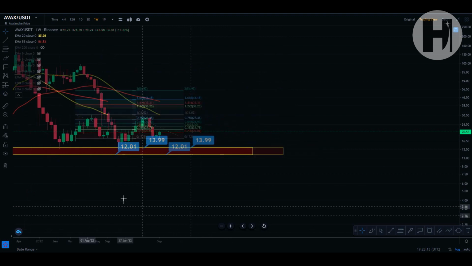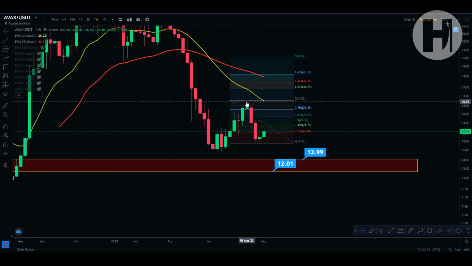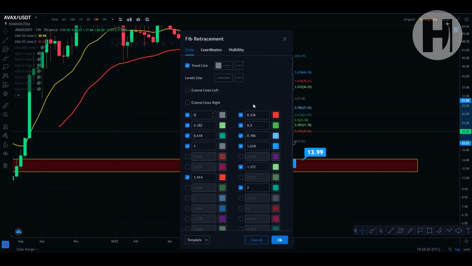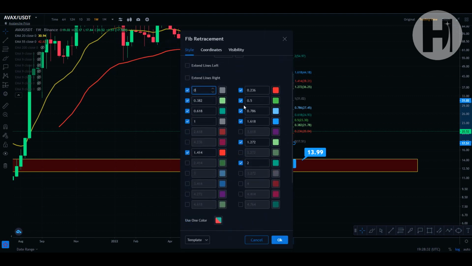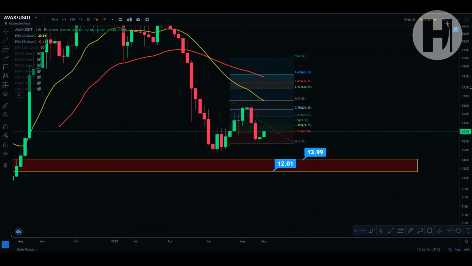And this is basically how I got this: I took the low that we printed in August, and the high that we printed in August as well, from the low to the high to the left side. So you take the low, you take the high, you get the 1.618, and that's $44.18. If you want the settings that I have for my fib retracement, you can stop the video and get all the levels and change all the settings. I have my values, I have the labels on the right side, I have it set up in reverse, and the fib levels are set to log scale. So that's regarding the weekly chart.